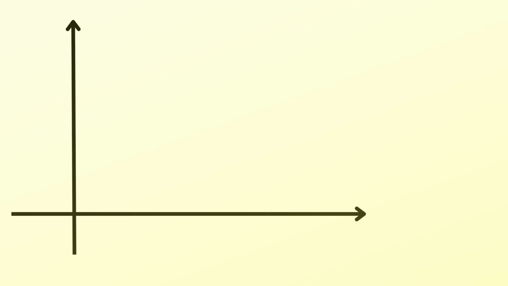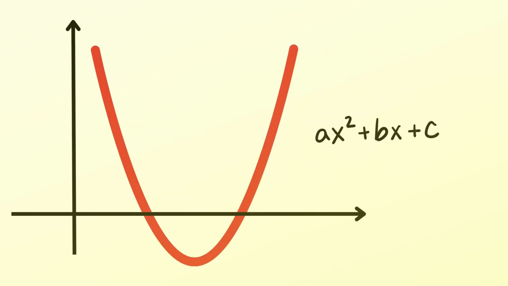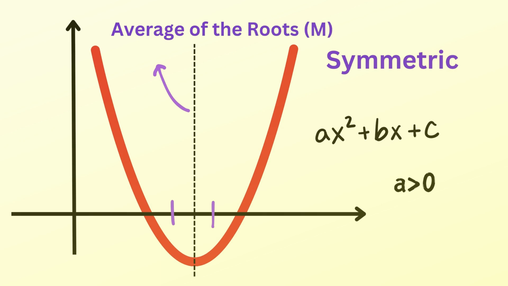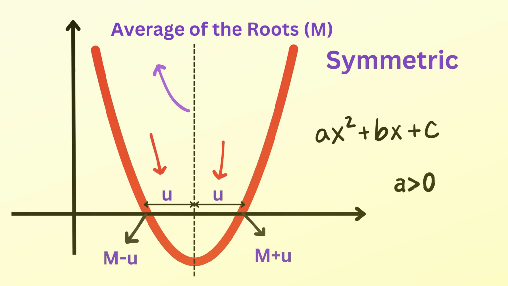Okay, if you look at a quadratic equation of the form ax squared plus bx plus c, where a is greater than 0, it looks like this. Now, if we assume these two values are the roots of this quadratic equation, you might notice that this point, where the value of this curve is minimum, is always going to be symmetric with respect to the roots, and therefore its x value will be the average of the roots. Therefore, if we somehow know the average of the roots of this equation, then the value of roots will simply be this average minus some constant value, or u, and average plus u, where this distance is u.